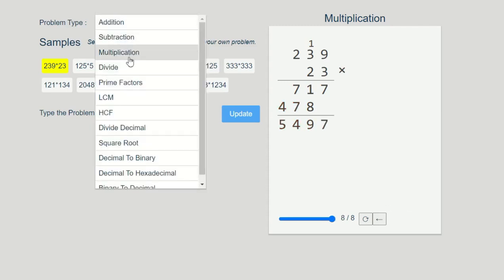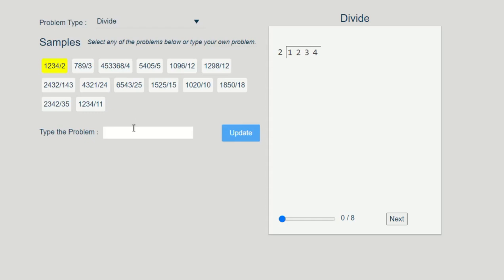Now let us check division. Division comes in two flavors. The first one gives the answer as quotient and remainder, whereas the second one gives the answer in decimals.